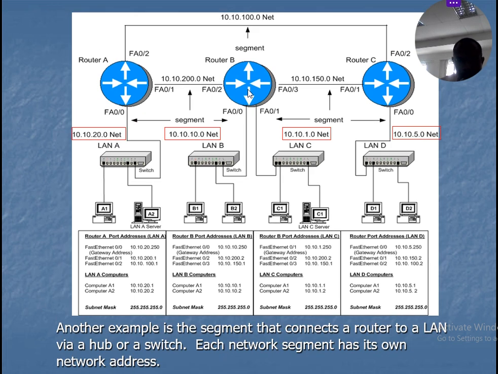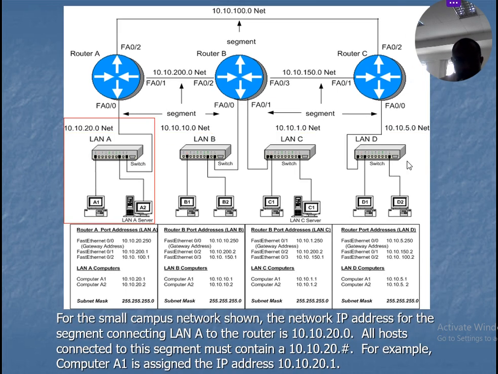Look at these four: router to a hub or a switch, router to a hub or a switch. These are also segments: router to a hub or a switch, router to a hub or a switch. Each one has its own network address or its IP address, as the case may be. Then after that, we now talk about the LAN.